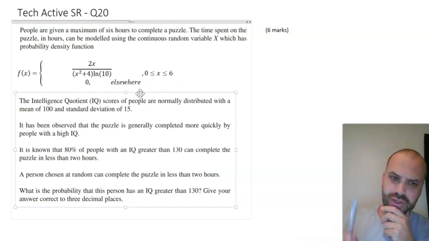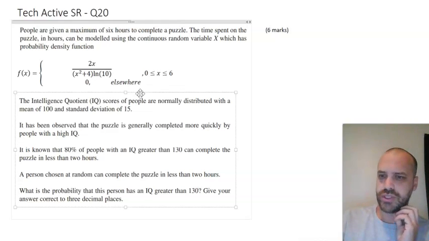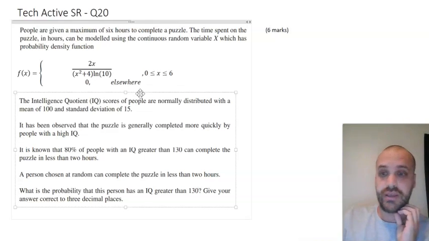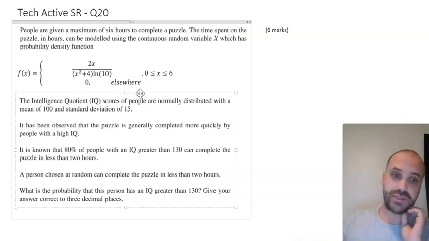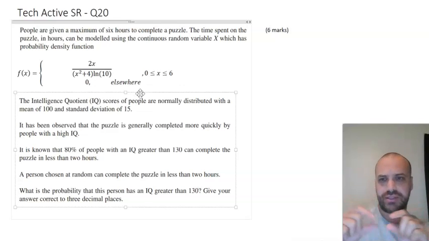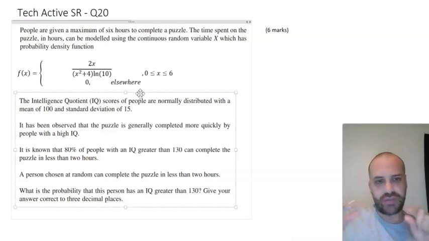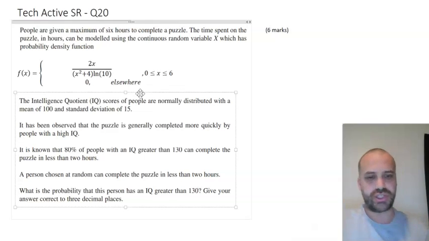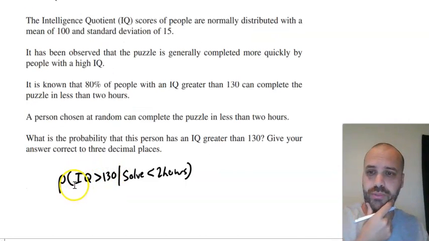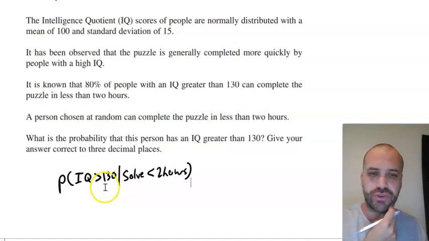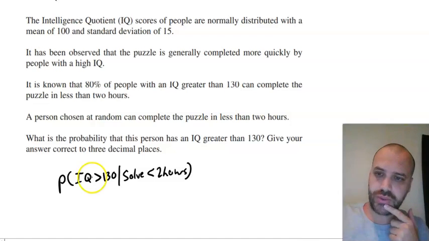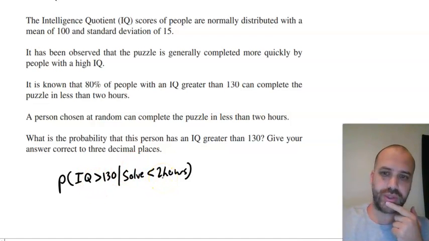Okay, there is another way to phrase that. What is the probability that a person has an IQ greater than 130 given they solved the puzzle in less than 2 hours? And that's what this question boils down to. It's, at its core, a very straightforward question. It just takes a lot of interpretation. So here's the crux of the question. We are trying to find out that someone has an IQ greater than 130 given they solved the puzzle in less than 2 hours. So we need to know this thing and we need to know this thing.